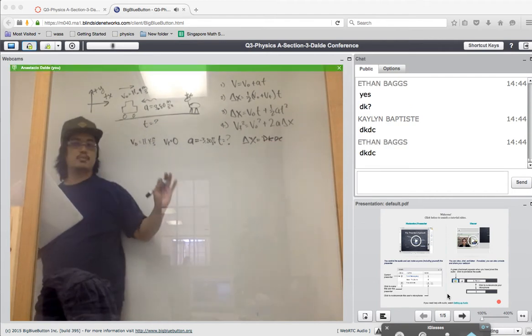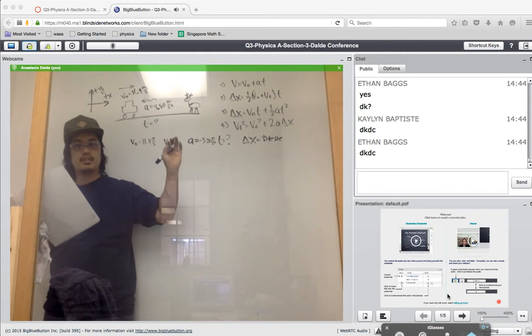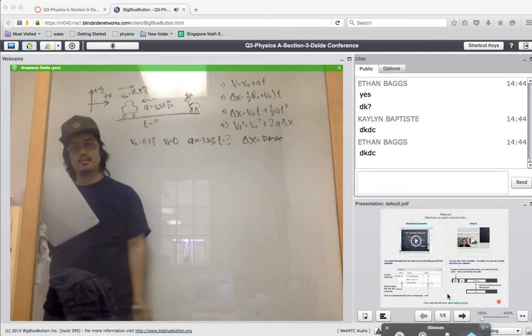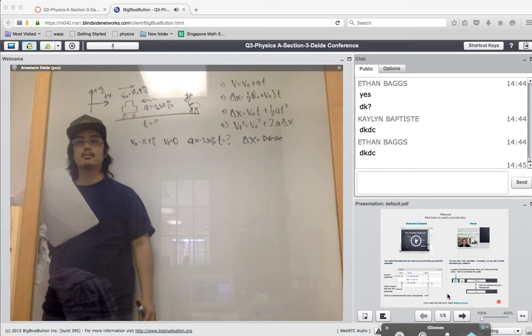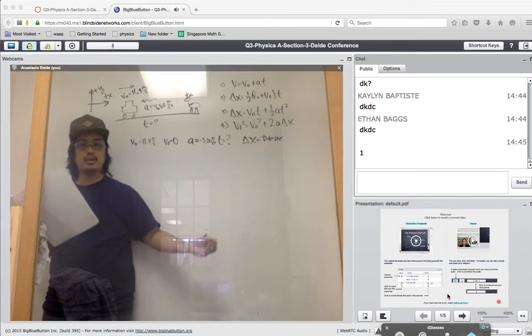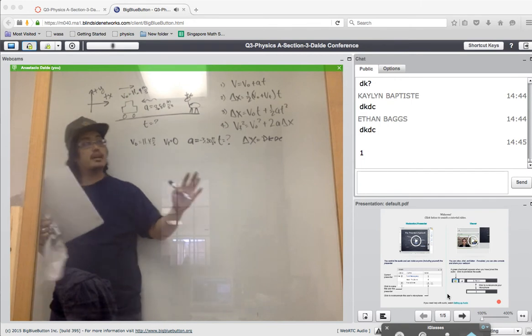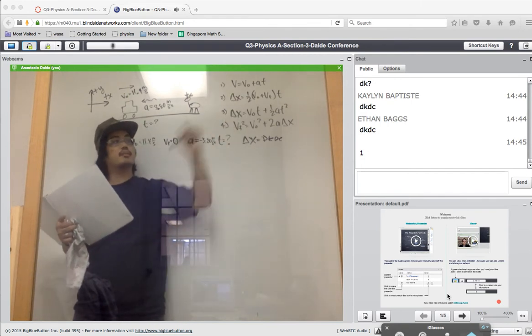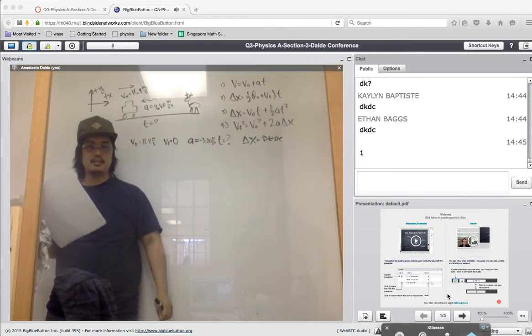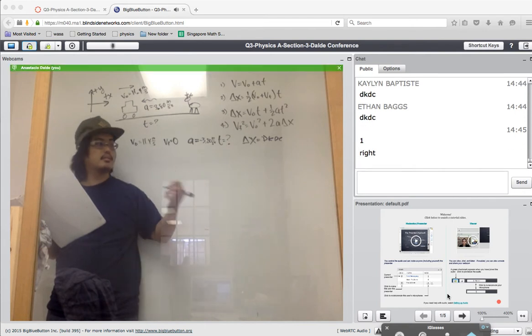In that case, with that knowledge in mind, which of these four equations would you choose? 1, 2, 3, or 4? Number 1. Great, because number 1 does not have any information about delta x. Good. So let's write down number 1. V is equal to V naught plus AT.